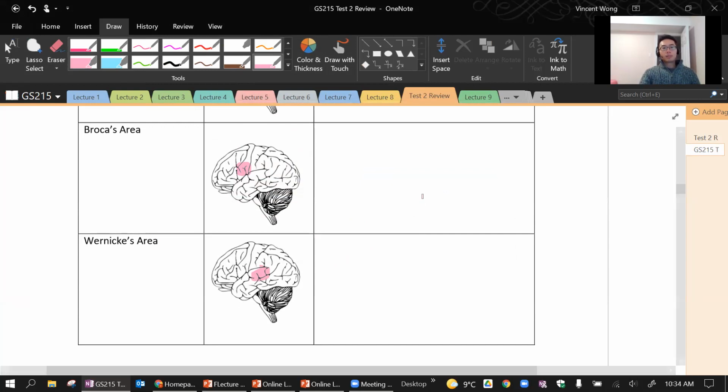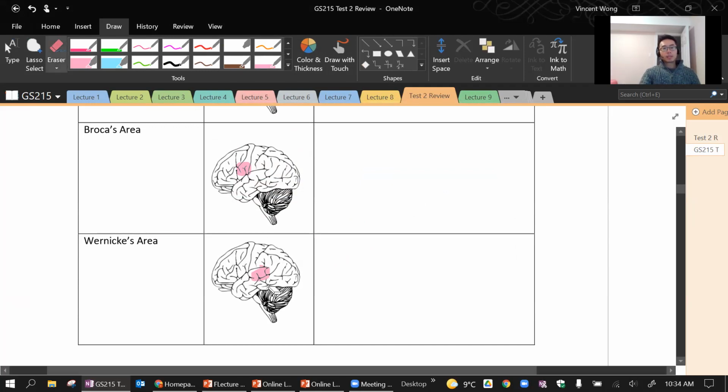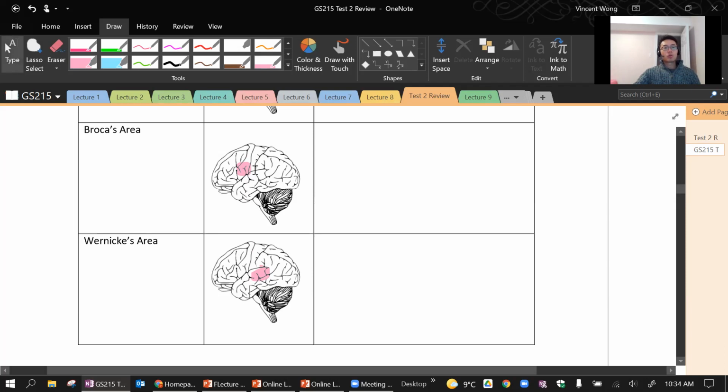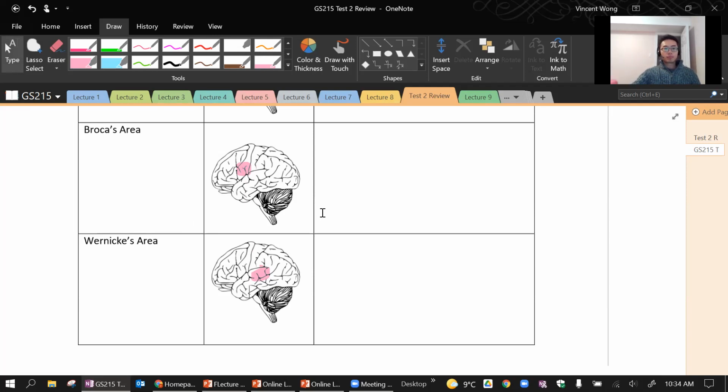It's not uncommon on the test that I might point to a particular region. I can ask you straight up what it is, so you have to know the name of the region. I can ask you what happens if that area is damaged. So make sure you know where they are, what they are called, and what happens if they're damaged.